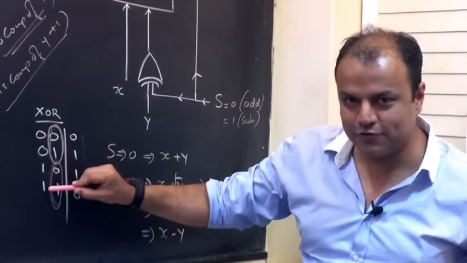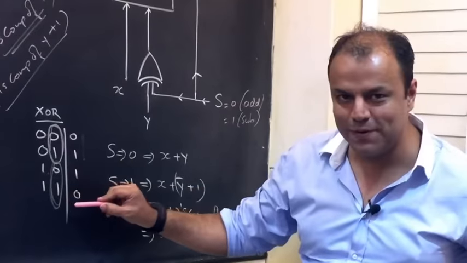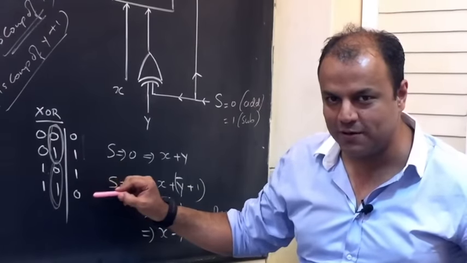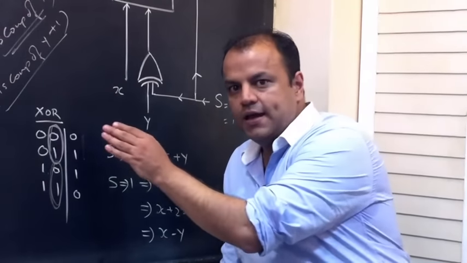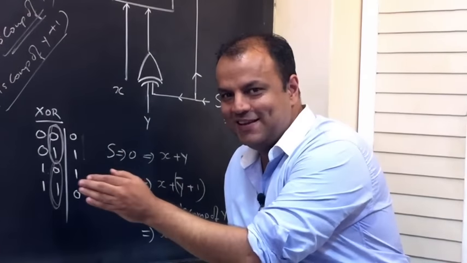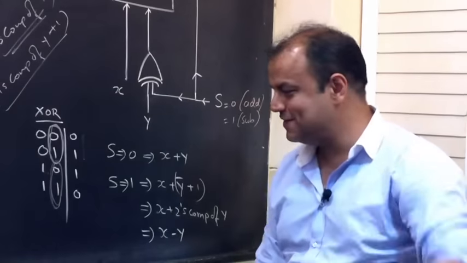Anything XORed with 1 gets complemented. 0 is becoming 1, 1 is becoming 0. Which complement? 1's complement. It's getting inverted. So again, anything XORed with 0 remains the same. Anything XORed with 1 gets complemented. See how we're going to use it.